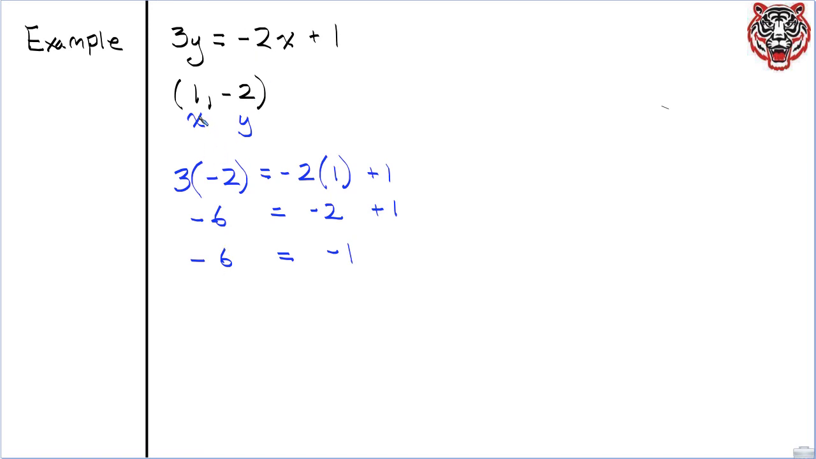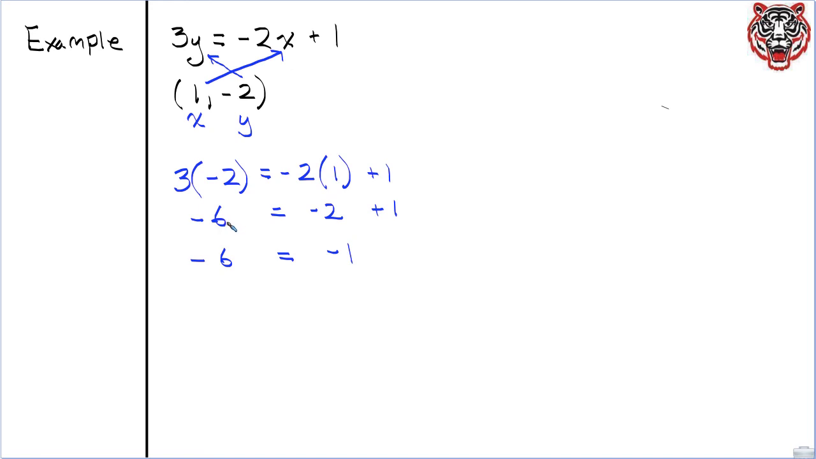So again, x is first, y is second. So 3 times negative 2 gives us negative 6. I'm using negative 2 because that was y. This negative 2 was plugged in for the y. This 1 was plugged into the x. It always goes x then y. So 3 times negative 2 is equal to negative 2 times 1. And then I still have to rewrite the equation. The equation had a plus 1, so I have to have a plus 1 here as well.